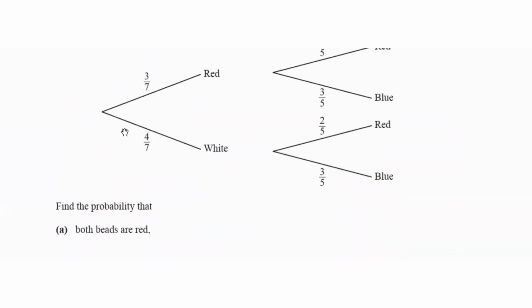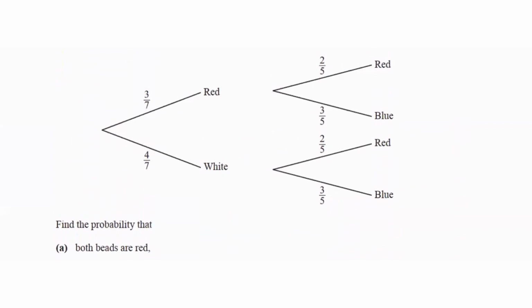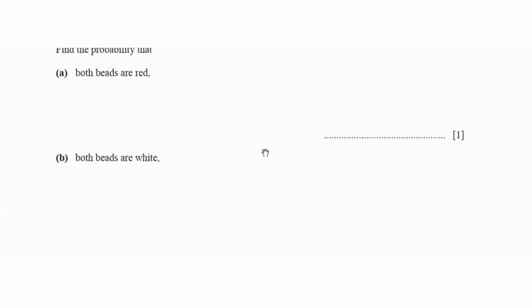Then both beads are white. So for both beads to be white, we do this. And there is no other one in the second bag. So which means both beads cannot be white because we only have white beads in the first bag. There are no white beads in the second bag. Hence, our probability for this is going to be 0.